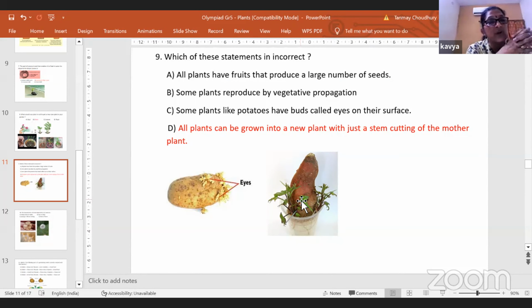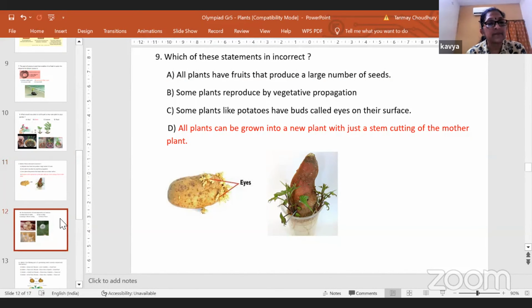Yam in Odia we call it matti alu or desi alu. So that also grows from its root. It is actually a root. And from there, you get many, many new plants. Okay. So here, what are all these processes called? This is nothing but vegetative reproduction. Why? Because the plants are growing from the vegetative parts, from their root and from their stem. We'll see how a plant can grow from the leaf also.